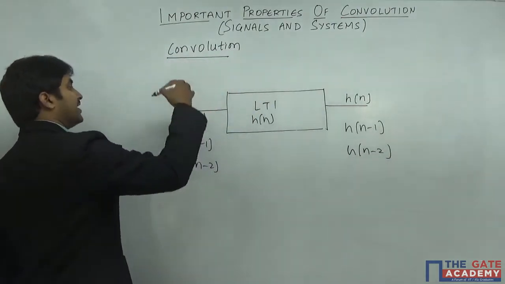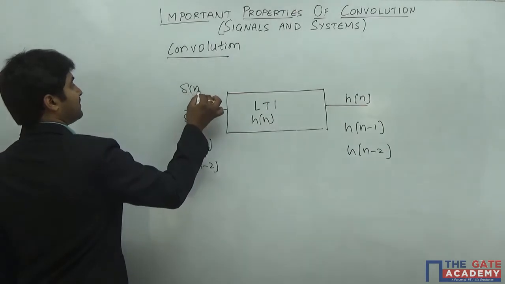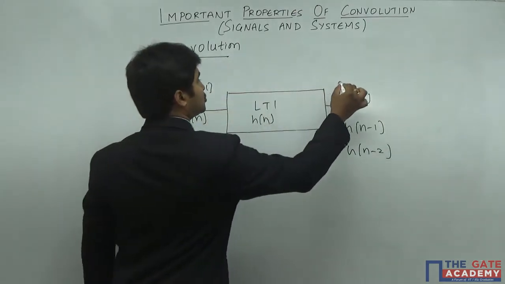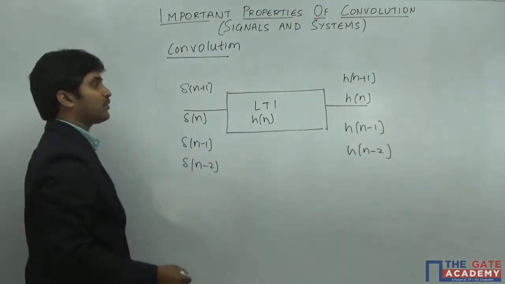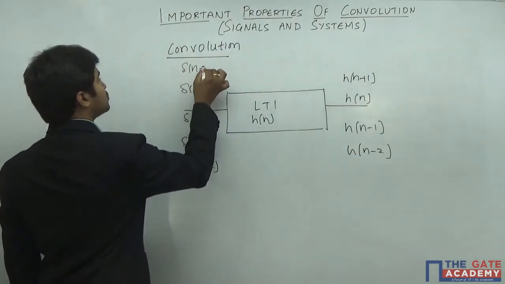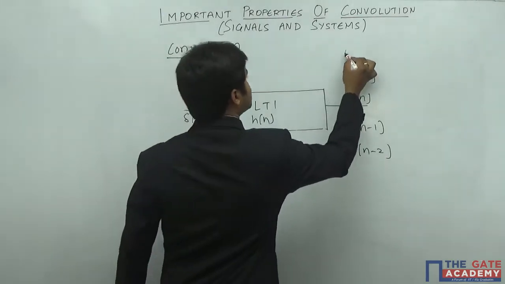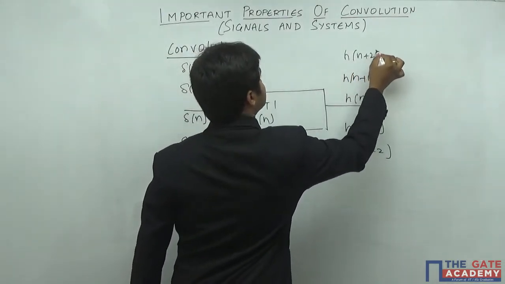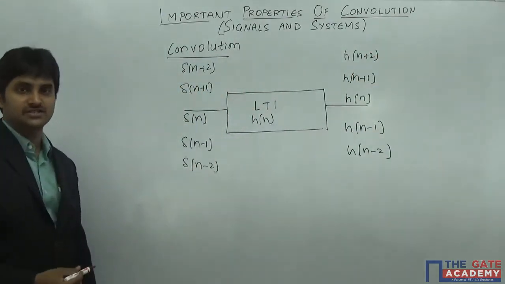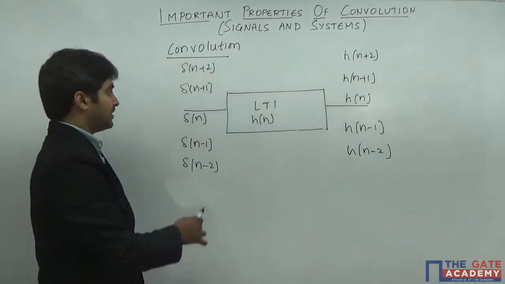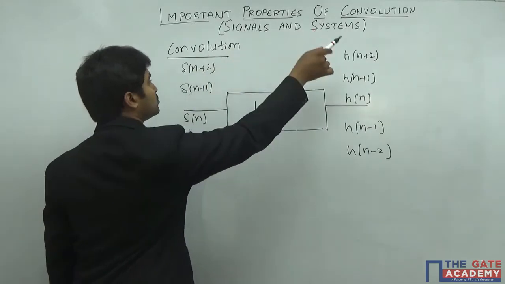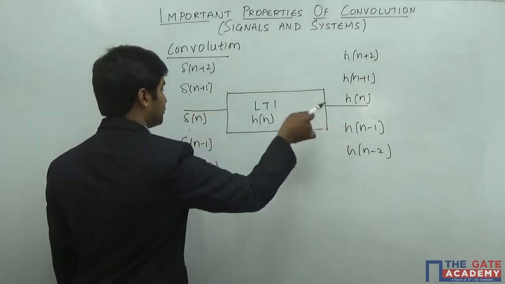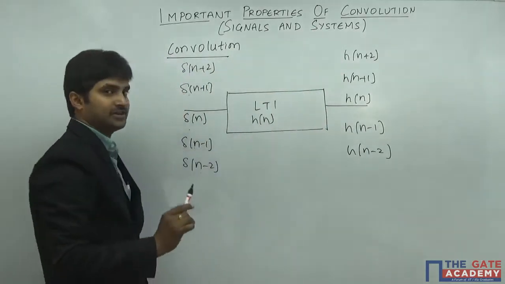Let me give the other extension. Del of n plus 1 should give me h of n plus 1 using the same time invariance property. Del of n plus 2 has to give me h of n plus 2. This is also using the concept of time invariance. That is clear? Del of n gives h of n, del of n plus 1 gives h of n plus 1, del of n plus 2 gives h of n plus 2, del of n minus 1 gives h of n minus 1, del of n minus 2 gives h of n minus 2.